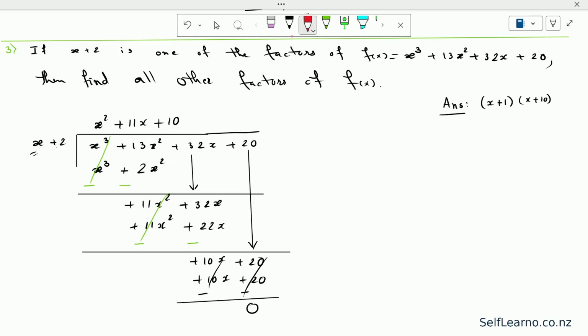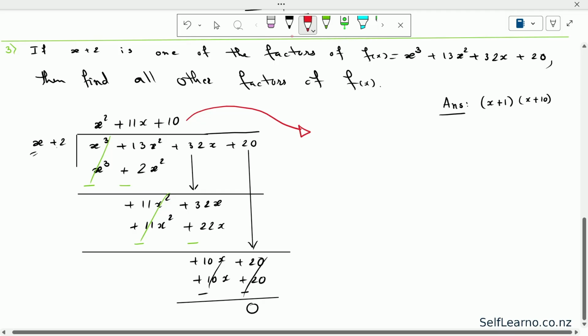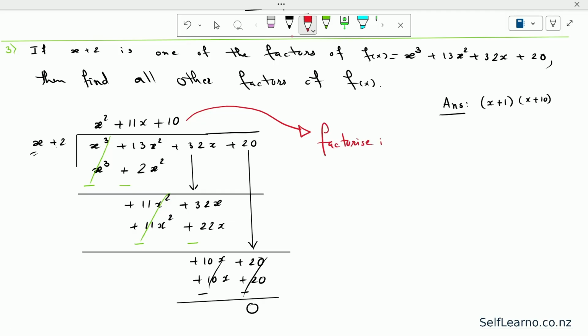Now we can factorize it. So it is x squared plus 11x plus 10. So by any method you factorize it, you will get x plus 1, x plus 10.